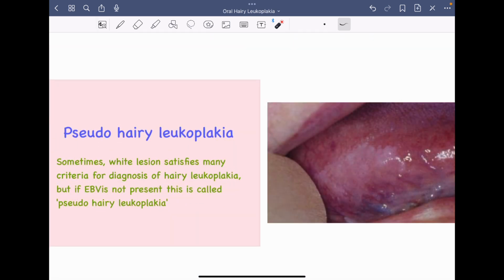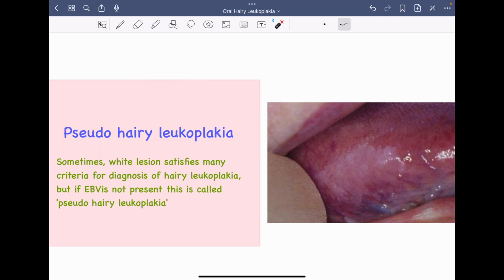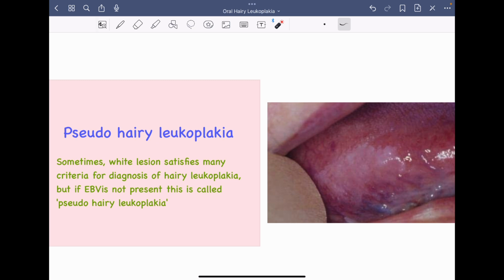So there is a term given in various textbooks which is pseudo hairy leukoplakia, right? So the term pseudo basically means false. Okay, so sometimes there are certain white lesions which satisfy the criteria for diagnosis as oral hairy leukoplakia. However, we cannot find EBV associated with that particular lesion, right? EBV is not present, therefore it is known as pseudo hairy leukoplakia. Now this might occur in individuals with marked immunosuppression, right?